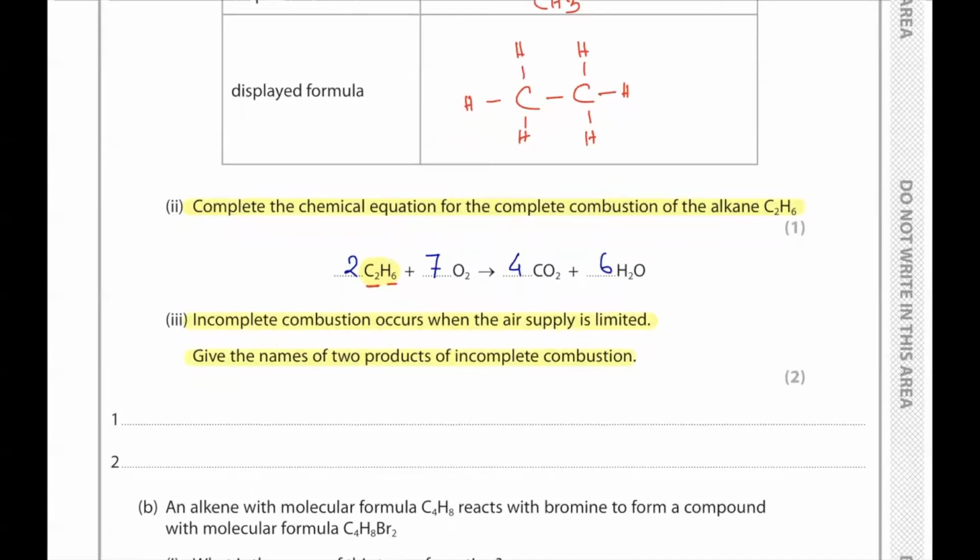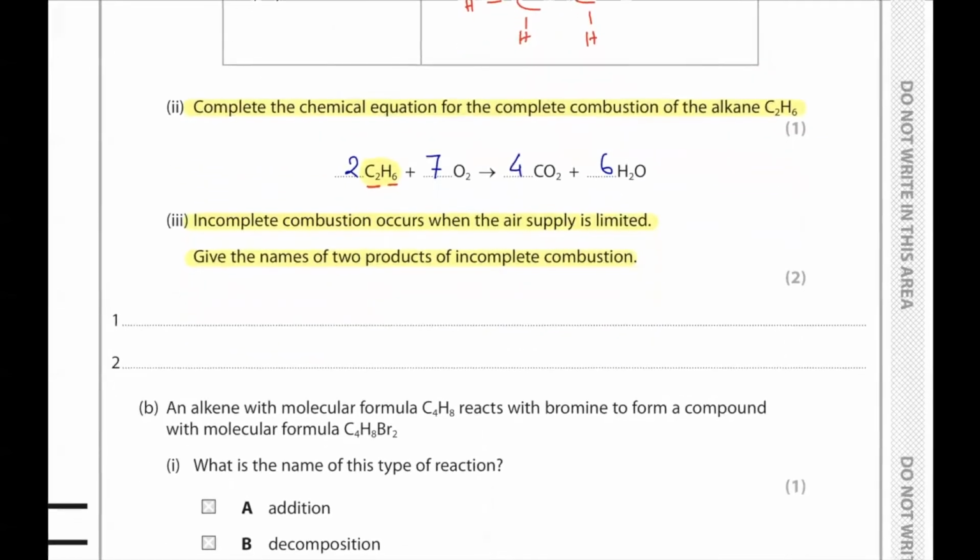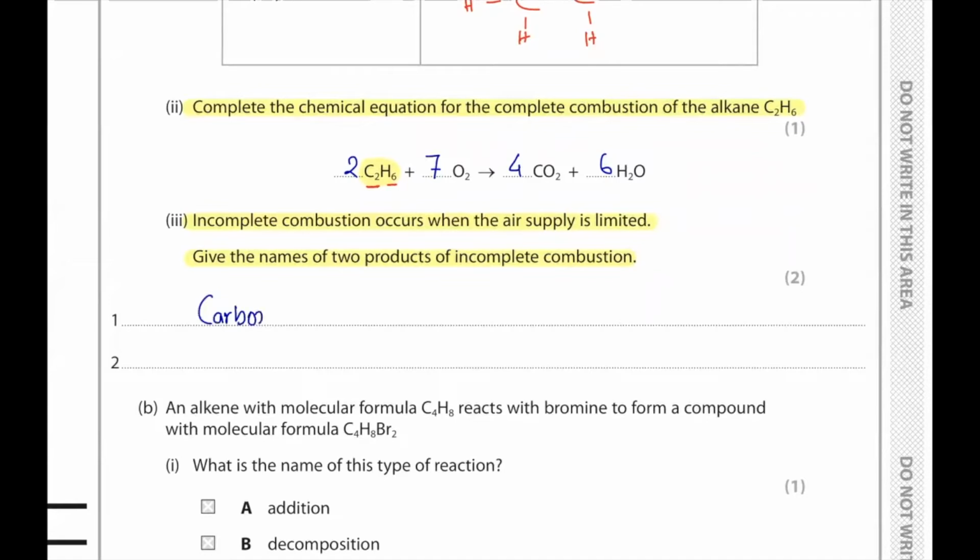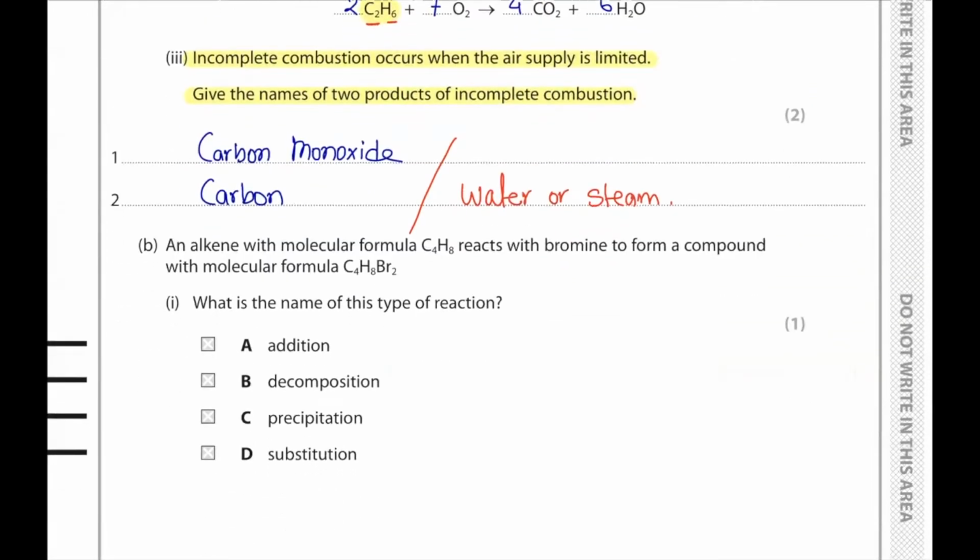Incomplete combustion definitely produces carbon monoxide, which is a toxic gas. So we're going to write carbon monoxide. And incomplete combustion may also produce carbon, which is seen as soot coming out of many vehicles if the engines are not properly maintained. And the third thing that we can always mention is that this produces water, or we can say steam. We can say water or steam. By the way, water or steam both refers to H2O, so not to worry.